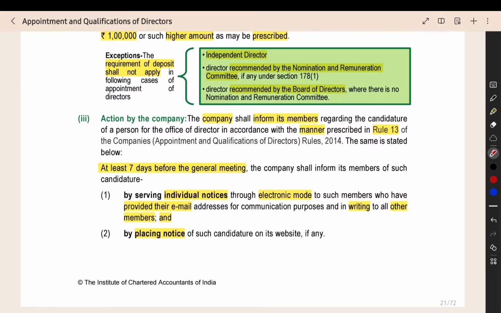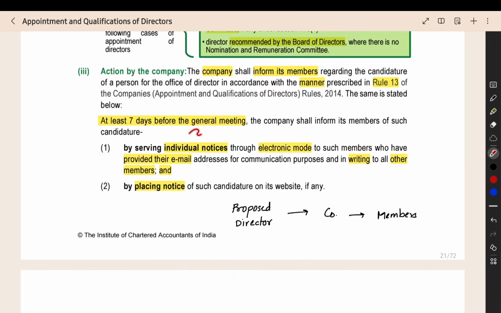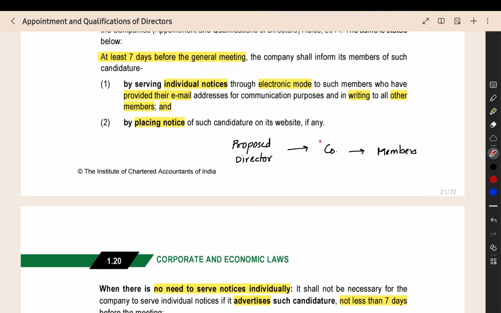Then, after getting the notice, what should the company do? The company should inform the members. So, the proposed director should send the notice to the company. The company will inform the members. This is the process. This informing will happen at least 7 days before the general meeting. For each of the members they have to provide the individual notice through their email or in writing. Then they will also place the notice on the website.